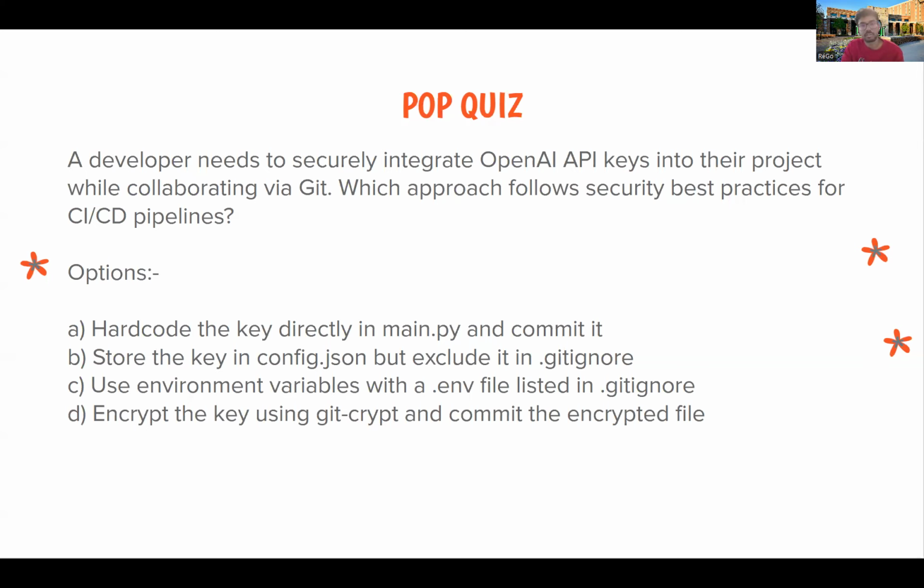Store the key in config JSON but exclude it in .gitignore. Use environment variables with a .env file listed in .gitignore. Encrypt the key using git-crypt and commit the encrypted file. Okay, the answer is C.